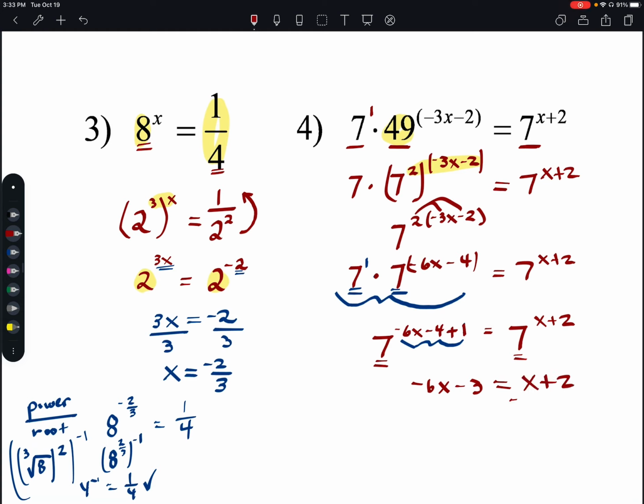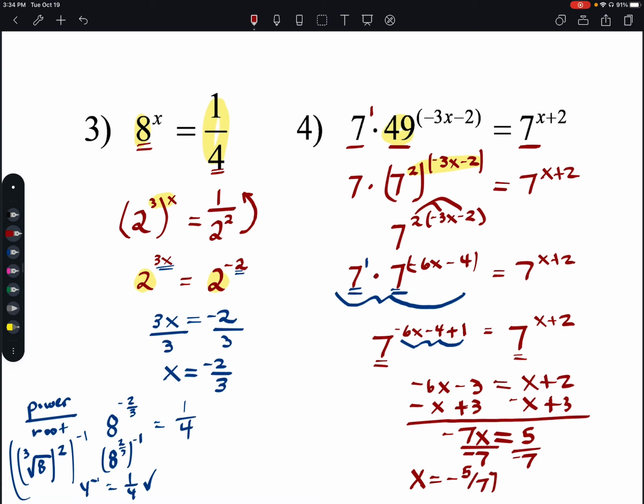And we'll go ahead here. Let's subtract x, add 3, add 3. I'm sorry, this is not writing very well at all anymore, but we'll make it. So negative 7x is equal to 5, and then we'll divide each side by negative 7. And it looks like our answer is going to be x equals negative 5/7.